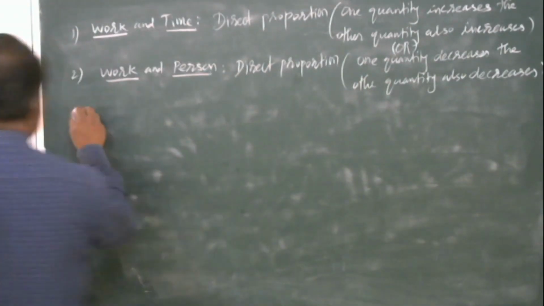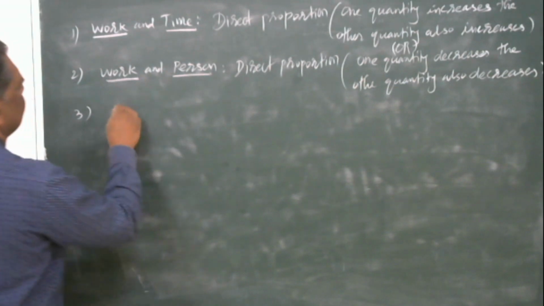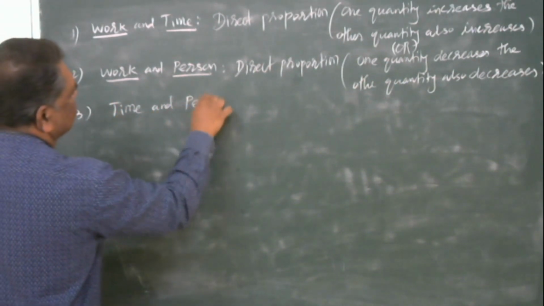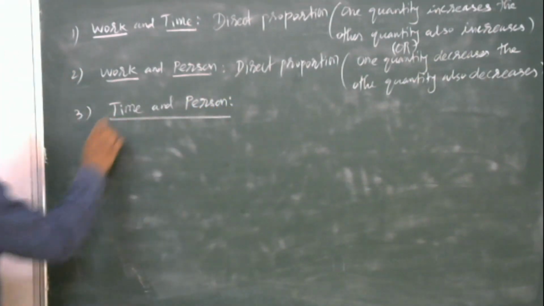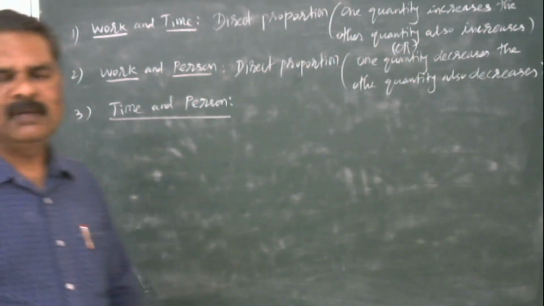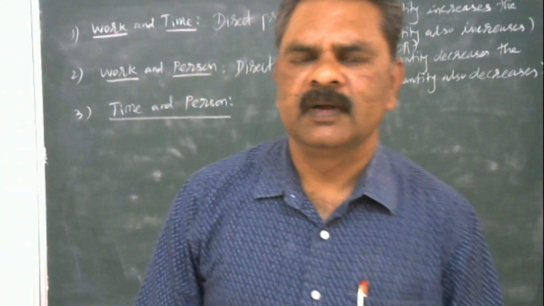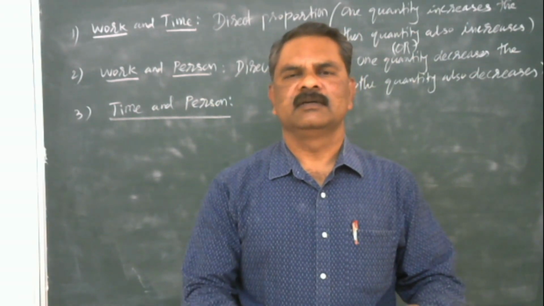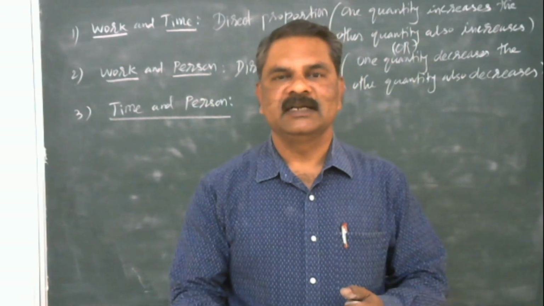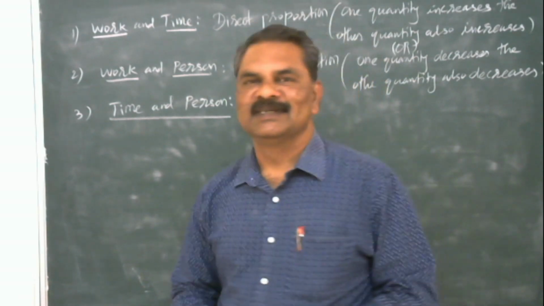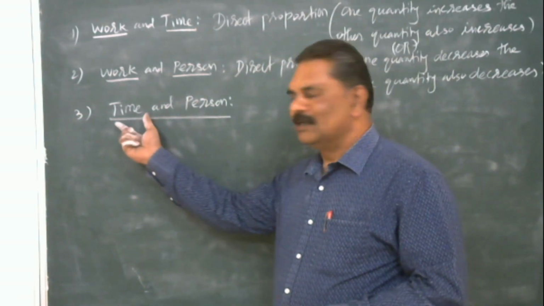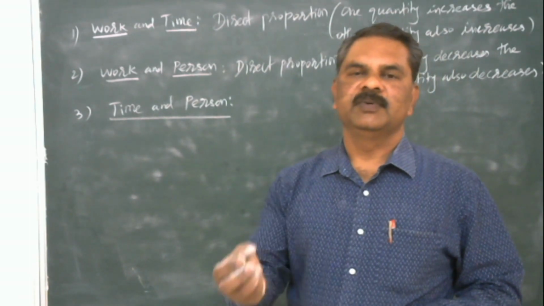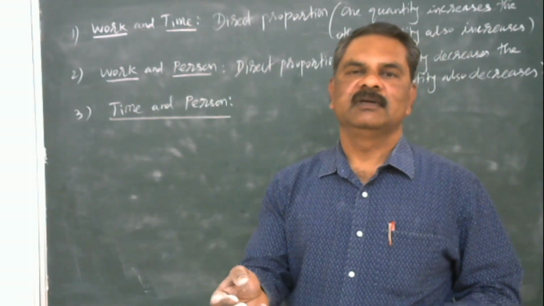And the third comparison is time and persons. More number of people do the same work, less time. Fewer people, more time. Just opposite. Clear? Suppose there is a piece of work that we need to do. If you employ fewer people, it will take more time.